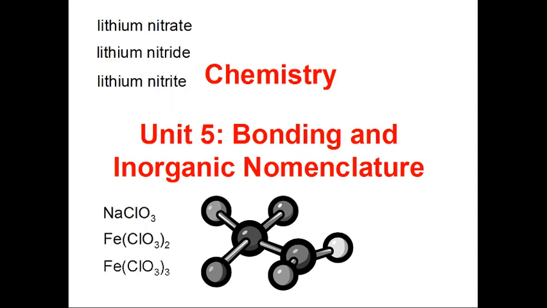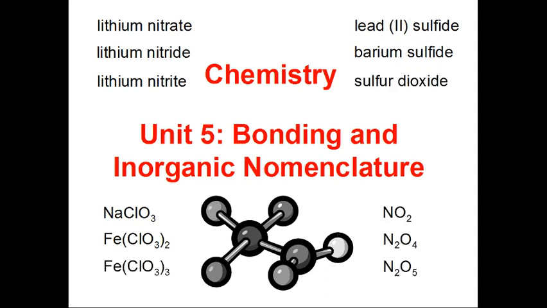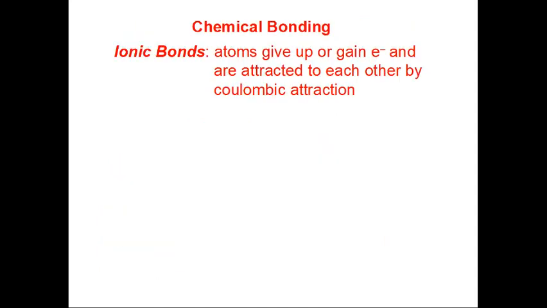So looking at Unit 5, it's all about creating these chemical bonds and then how do we write them and how do we name them. I'm going to go more into the three types of bonds, and then in class we're going to do more about how we name the bonds and things like that. Our first chemical bond is ionic bonds.